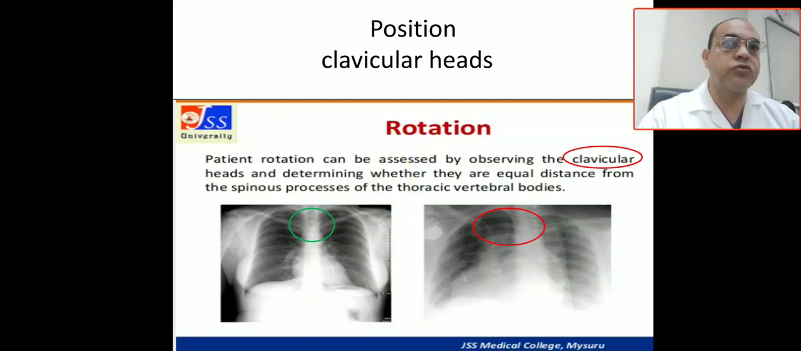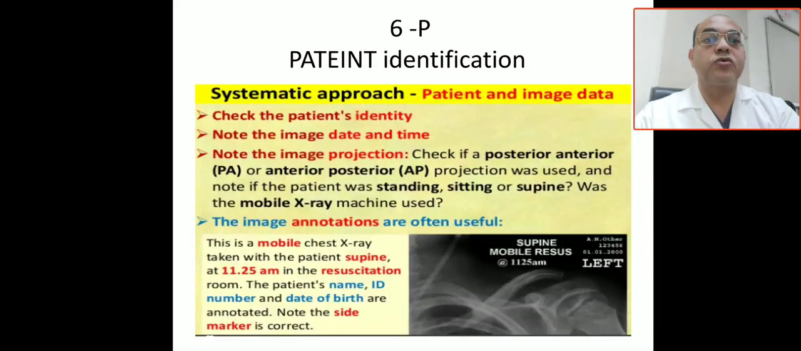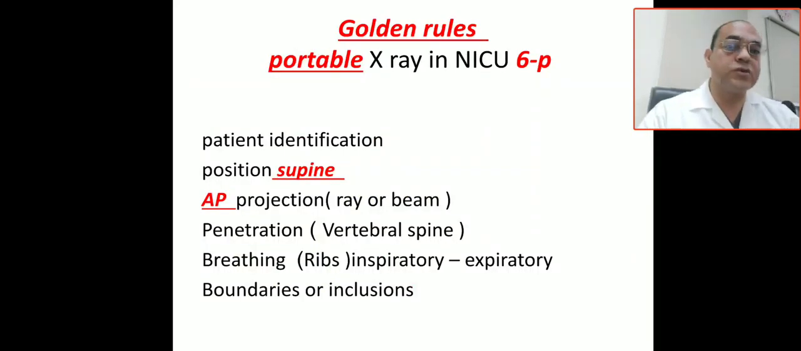Bismillah ar-Rahman ar-Rahim. We'll continue our X-ray interpretations and how to define the quality of the X-ray. If we go back to the golden rules for portable X-ray in NICU, there are 6 Ps.